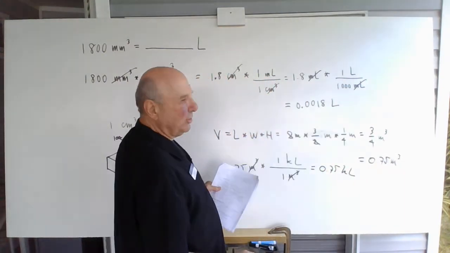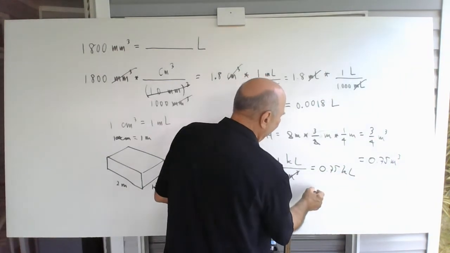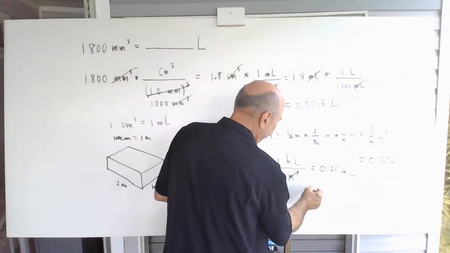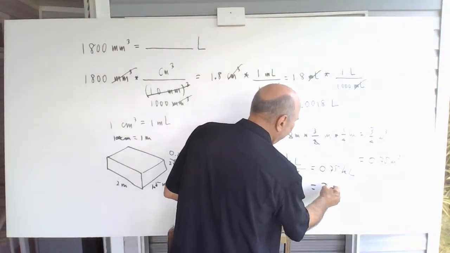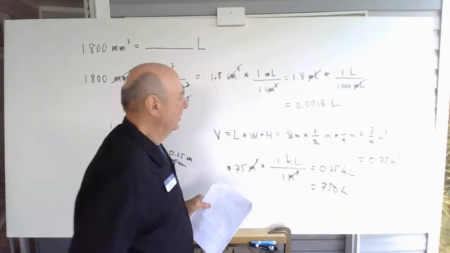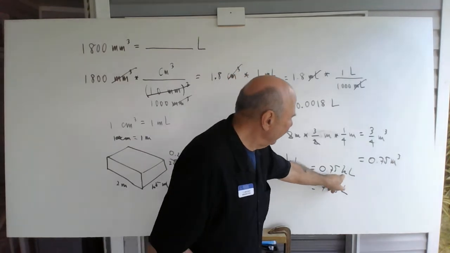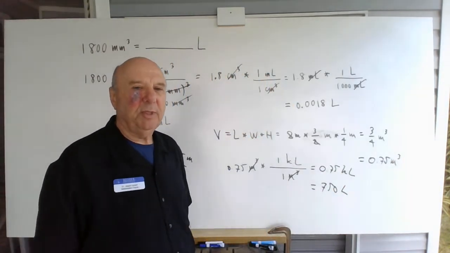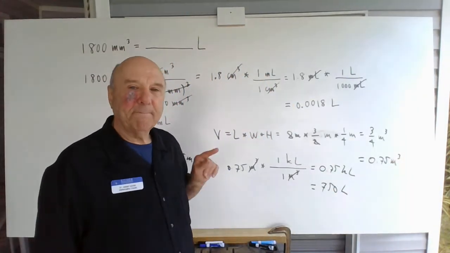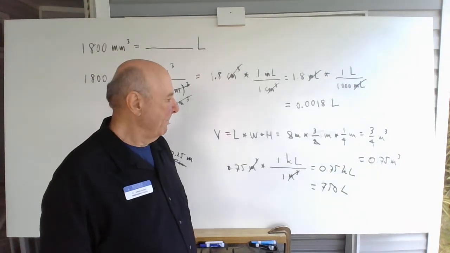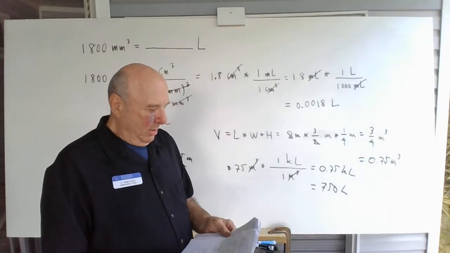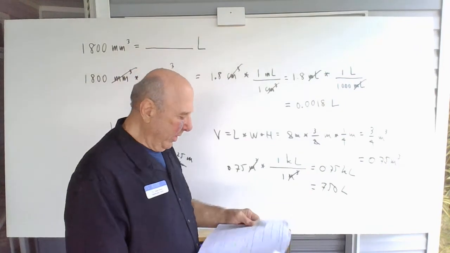Which, if I want to change it to liters, I would just multiply by 1,000, and so I get 750 liters. Essentially 3/4 of a kiloliter. If you multiply this by 1,000, you move the decimal place 3 places to the right. Okay, so let me erase this.